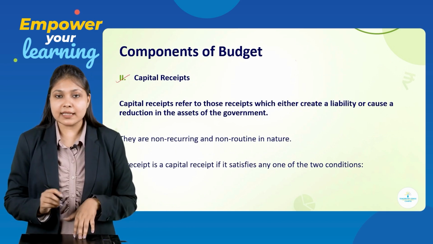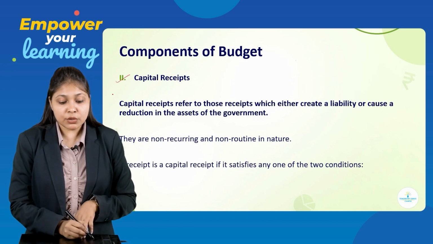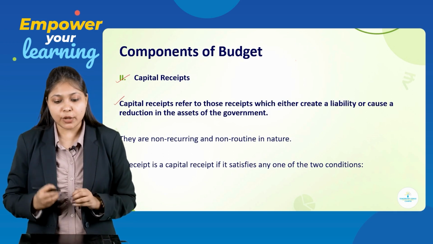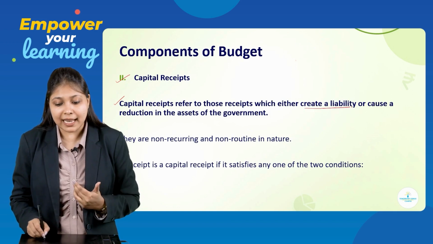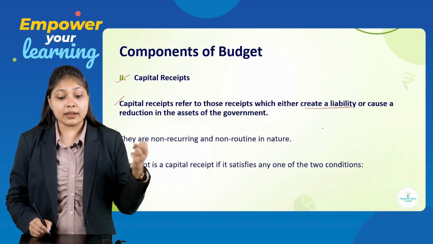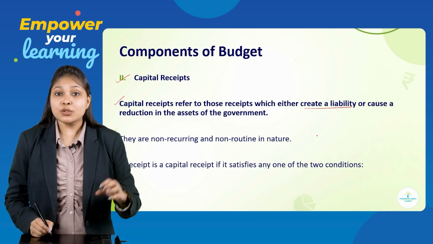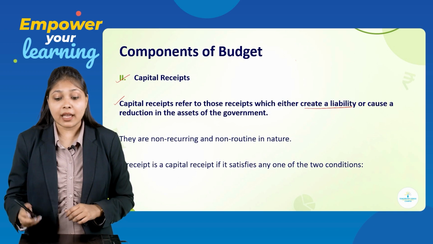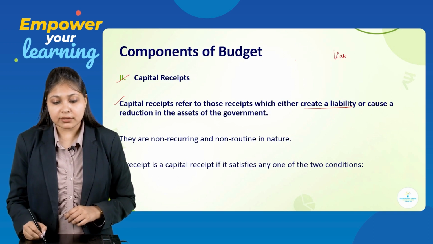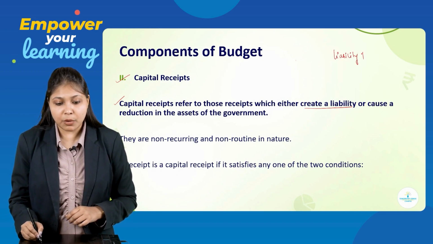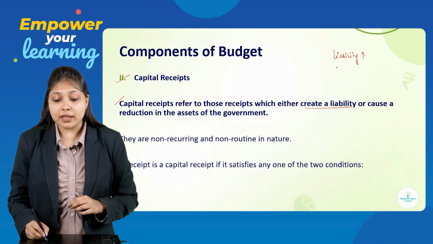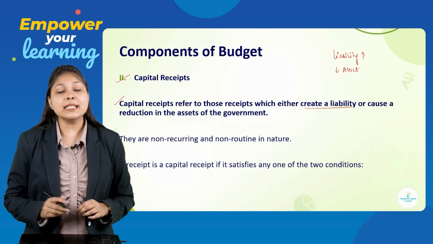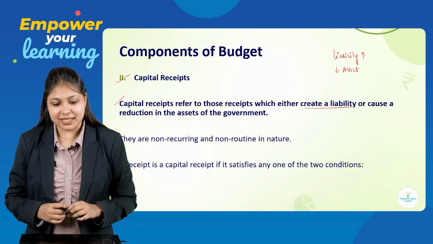Now first we will discuss capital receipts, what they are. In very simple language, capital receipts are nothing but those kinds of receipts which will either create a liability or cause a reduction in the assets of the government. So capital receipts are basically those receipts which will create a liability for the government, or will cause a reduction in any of the assets of the government. These kinds of receipts are basically called capital receipts.